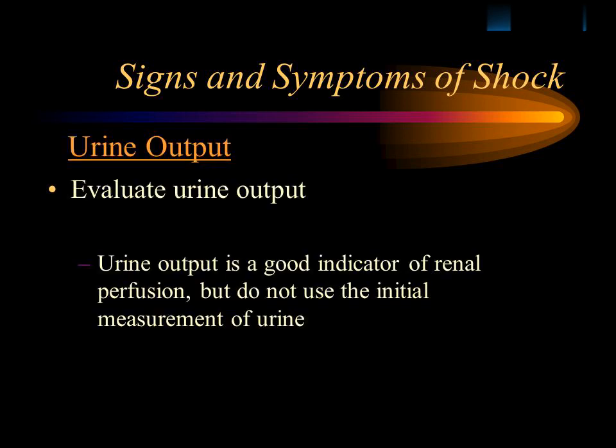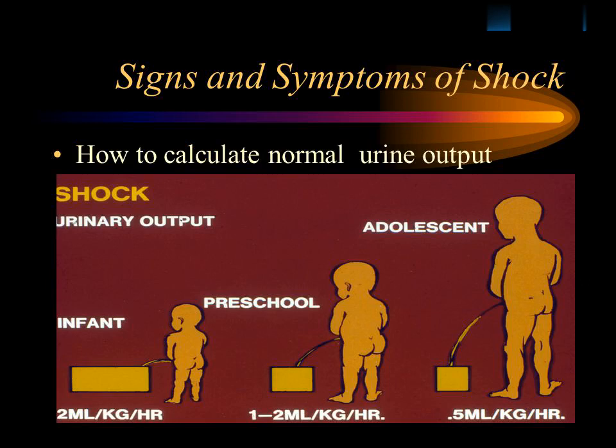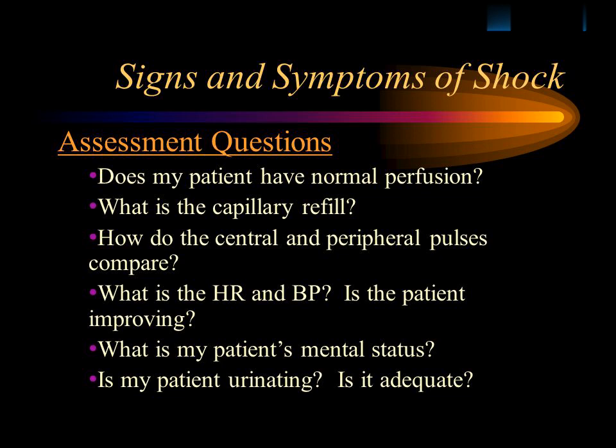Signs and symptoms of shock. Urine output. Evaluate urine output. Urine output is a good indicator of renal perfusion, but do not use the initial measurement of urine. Signs and symptoms of shock. How to calculate normal urine output.